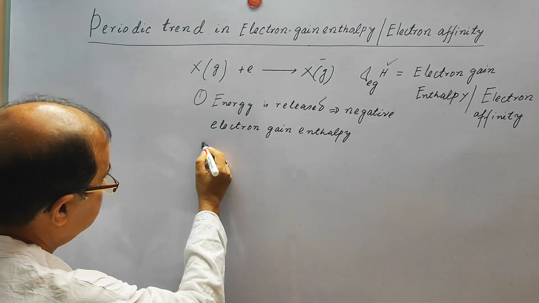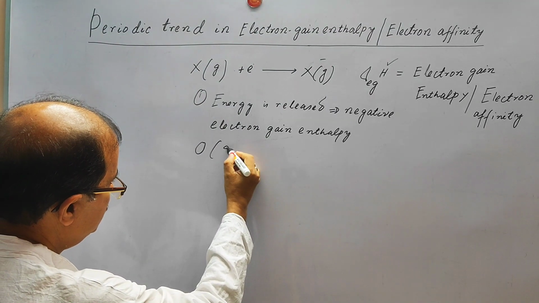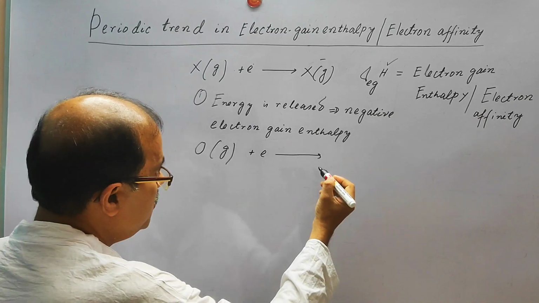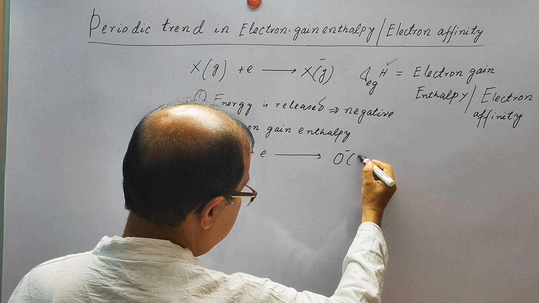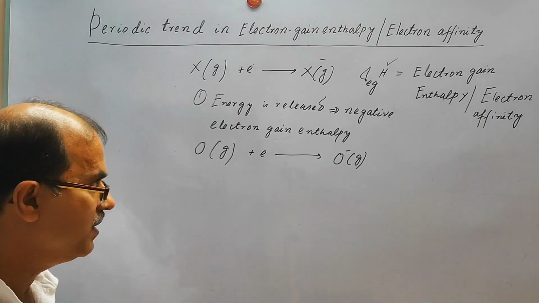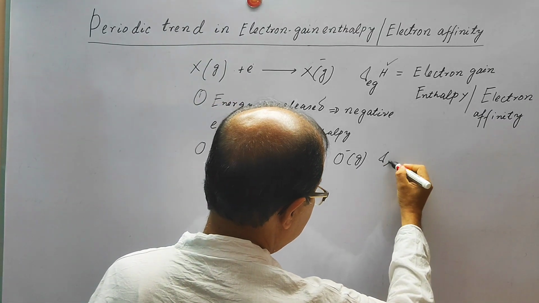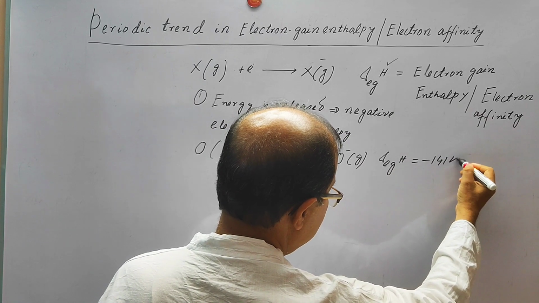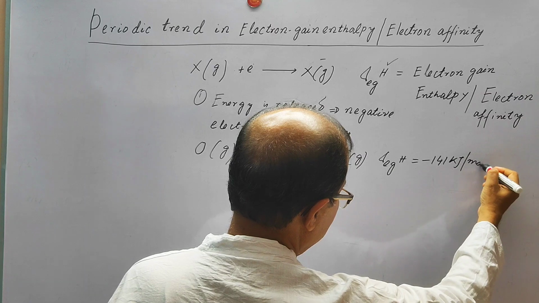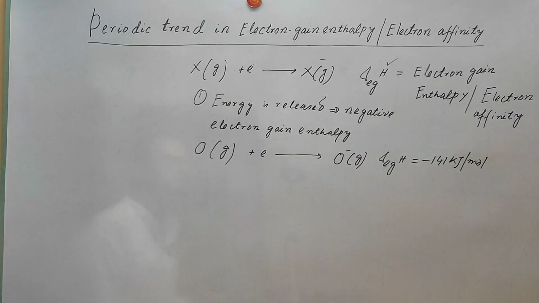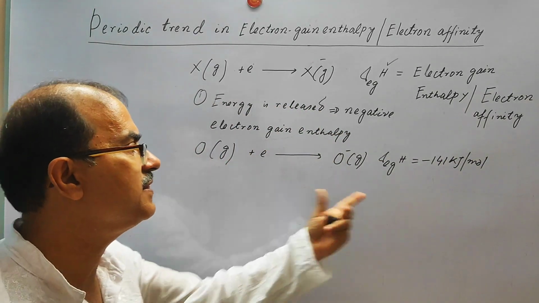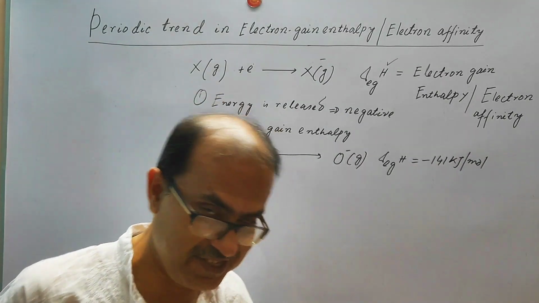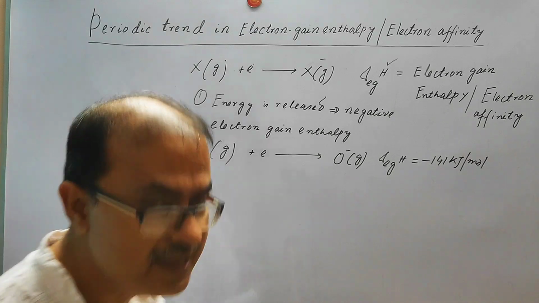As for example, suppose this is an oxygen atom. When we give an electron to this oxygen atom, it will become a negatively charged anion, and in this case the electron gain enthalpy will be minus 141 kilojoule per mole. So in this case electron gain enthalpy is negative, which means that energy is released.